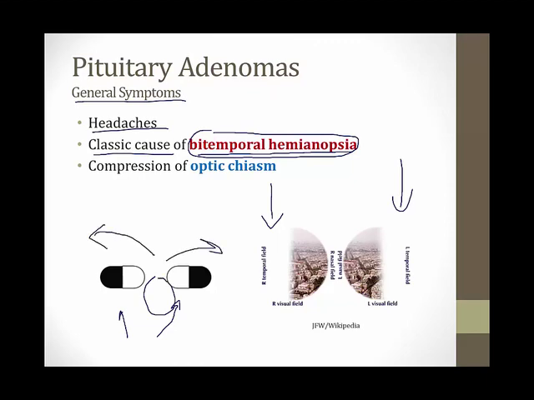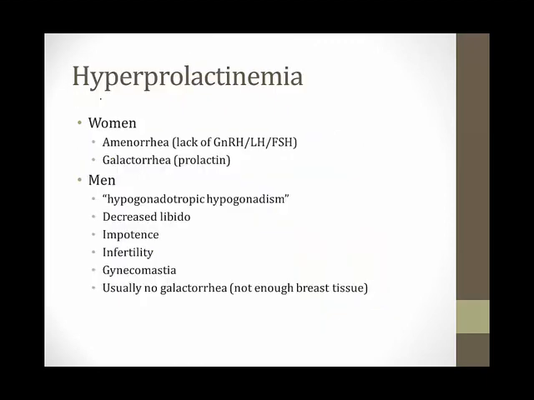And the reason this pattern of visual loss occurs is because there is compression of the optic chiasm, which, as I showed you before, sits right on top of the pituitary gland. Now let's get back to talking about pituitary adenomas that secrete prolactin, which are the most common type. Those pituitary adenomas cause hyperprolactinemia, and the symptoms of high prolactin levels vary by whether you're a man or a woman.